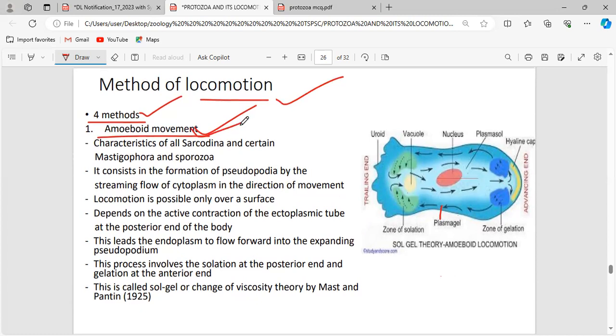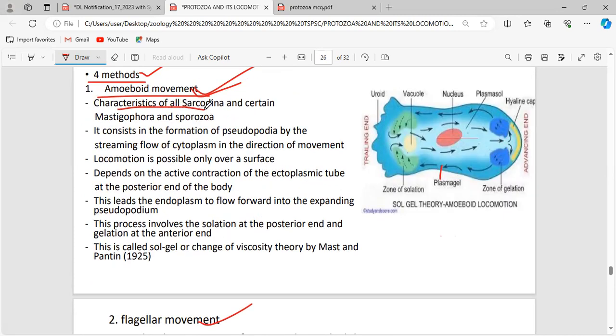First movement, amoeboid locomotion. This amoeboid movement is the characteristic of all Sarcodina. As I said before, Sarcodina are called the amoeboid protozoans. So all the Sarcodina follow the amoeboid movement, and also certain Mastigophora and Sporozoa. The locomotory organelle used by these organisms is pseudopodia. Just by the streaming flow of the cytoplasm, by the conversion of viscosity and rigidity, they help in the movement. Locomotion is possible only over the surface. It is not a deep movement.